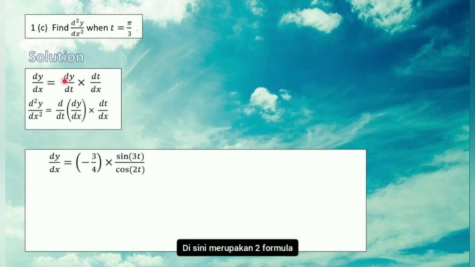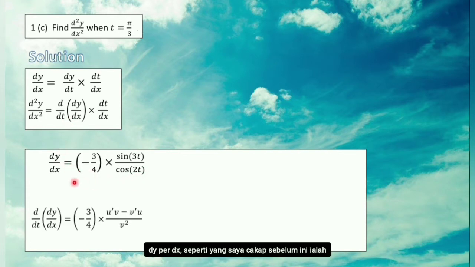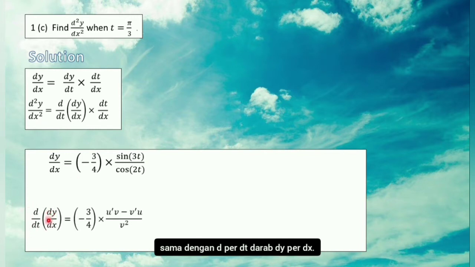Next, here are the two formulas. For dy over dx, it is the chain rule: dy over dt times dt over dx. And for the second derivative, d2y over dx2 is equal to d over dt times dy over dx, times dt over dx. Okay, the previous information here. And here is the quotient rule process.